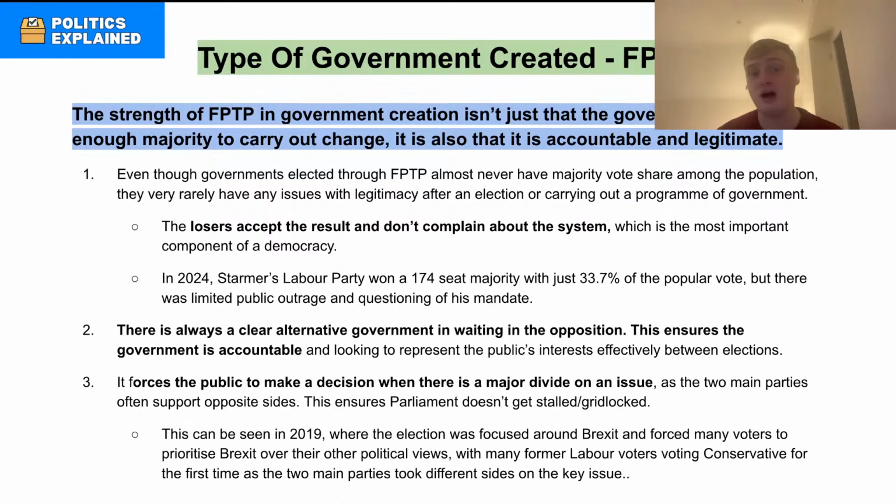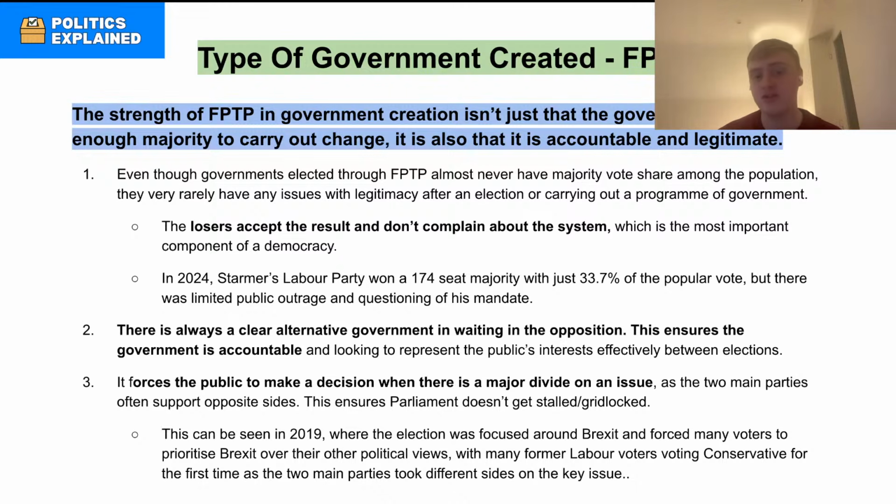In 2024, Starmer's Labour Party won a 174-seat majority with 33.7% of the popular vote. But there's very limited public outrage or questioning of Starmer's mandate. Crucially, another key benefit is there's always a clear alternative government waiting in opposition. This ensures the government is accountable and looking to represent the public's interests effectively between elections. That's because it promotes a two-party system. It also means that in terms of the type of government created, it's a very accountable government.